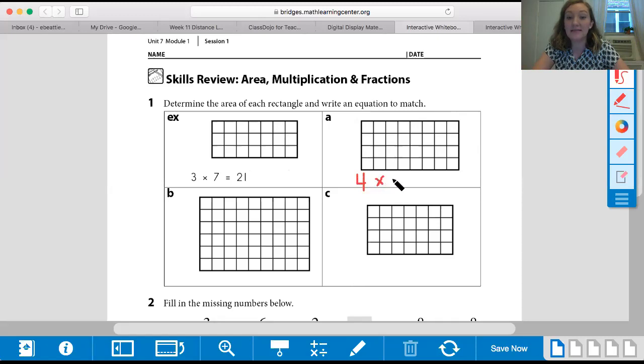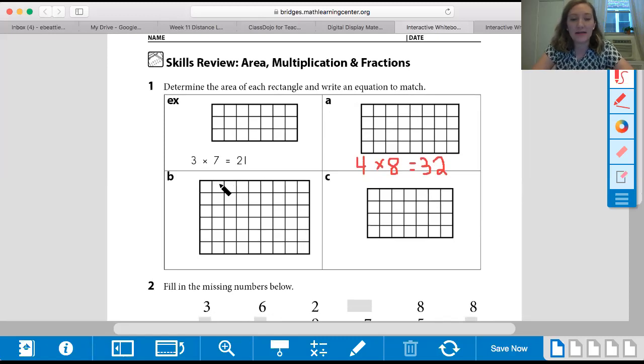And what is 4 times 8? You say that out loud. 4 times 8 is 32. 4 times 8 is 32. All right, how about this one? 1, 2, 3, 4, 5, 6. It's looking like a really big rectangle. 6 times, what's the length of our other side? 1, 2, 3, 4, 5, 6, 7, 8, 9. What is 6 times 9? Does anybody remember? What is 6 times 9?